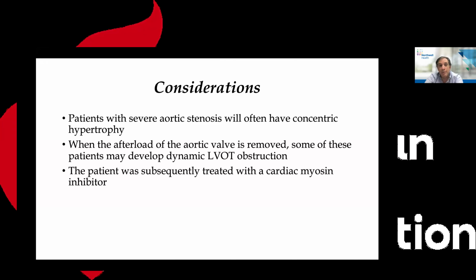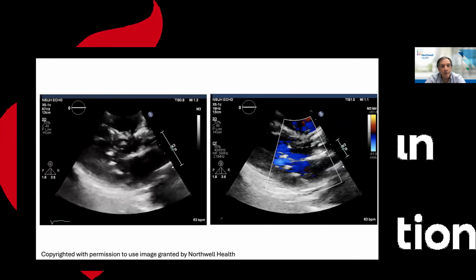And if the patient were to become hypotensive because of severe LVOT obstruction, you might need something like an alpha agonist, like neosynephrine, which is phenylephrine, in order to support the patient through the procedure. The next day, because her gradients were through the charts, we enrolled her in a program to get treated with a cardiac myosin inhibitor.